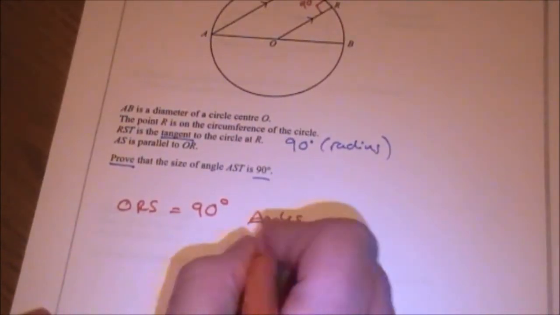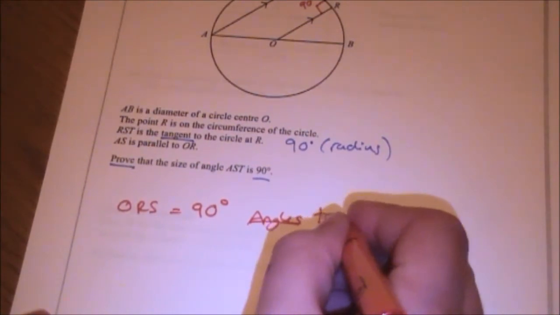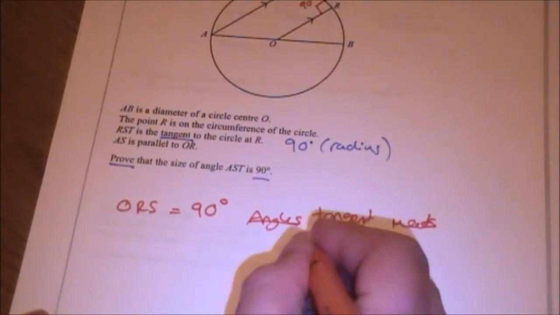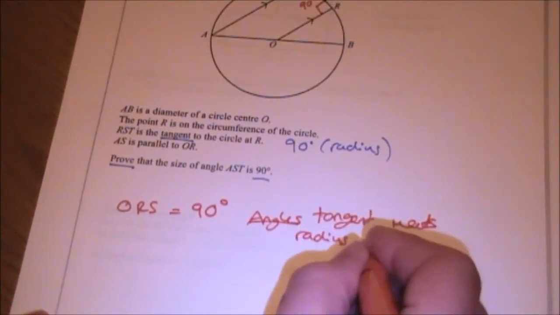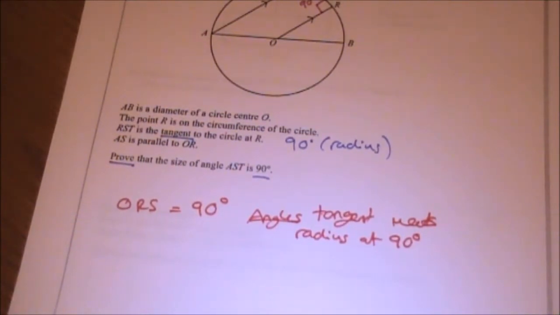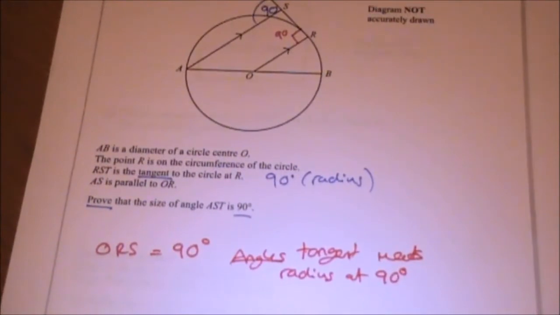No, it's not. Sorry. It's because a tangent meets the radius at 90 degrees. So that's 90 degrees. That's my circle theorem part dealt with.